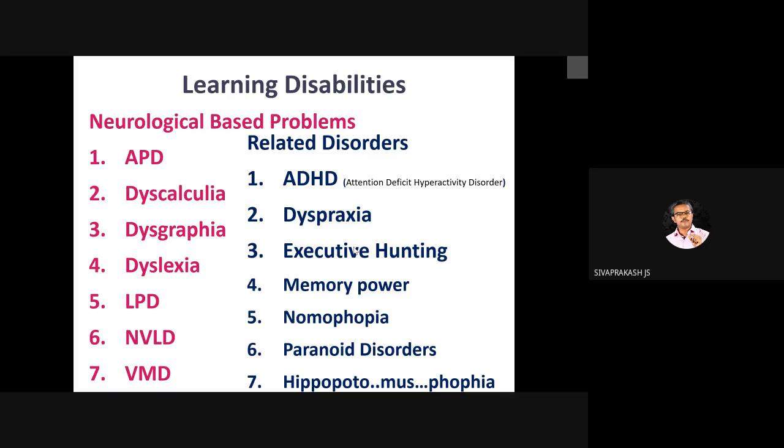Next, executive hunting. Executive hunting means inefficiency in cognitive management systems of the brain. Right? It is paying attention to and remembering details and managing time and space. There will be problems in all of these. One is inefficiency in the cognitive management system of the brain. Second, paying attention to and remembering details and managing time and space. That problem is called executive hunting. Right. Next, memory power. Executive hunting, H-U-N-T-I-N-G.